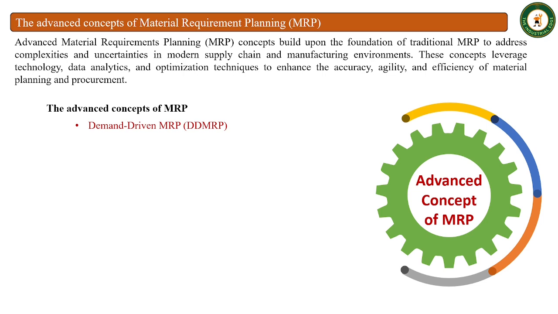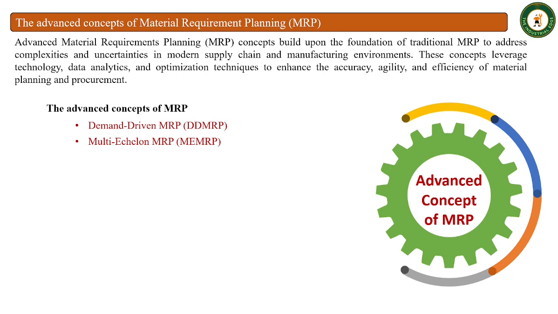DDMRP dynamically adjusts buffer level based on actual consumption rate and lead time variability, ensuring more accurate and responsive inventory management. Second advanced concept is multi-echelon MRP, in short MEMRP. MEMRP extends the MRP process to consider multiple levels of the supply chain, incorporating intermediate suppliers and distribution centers.